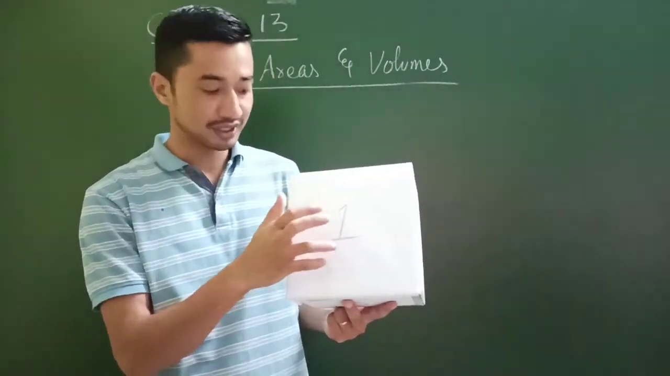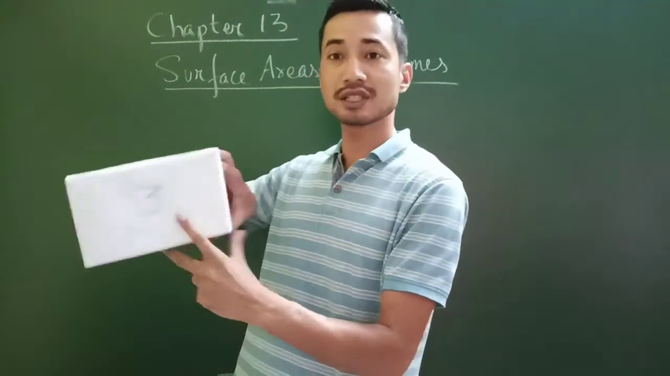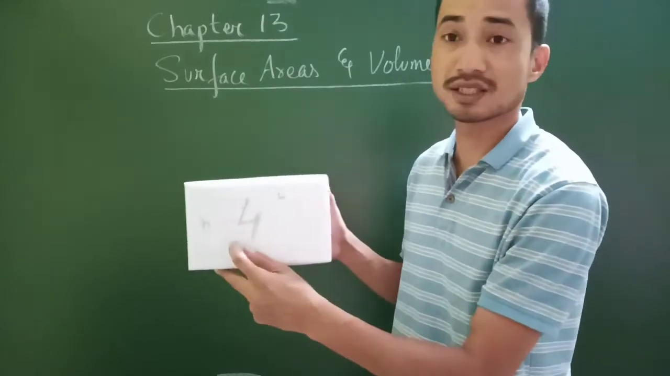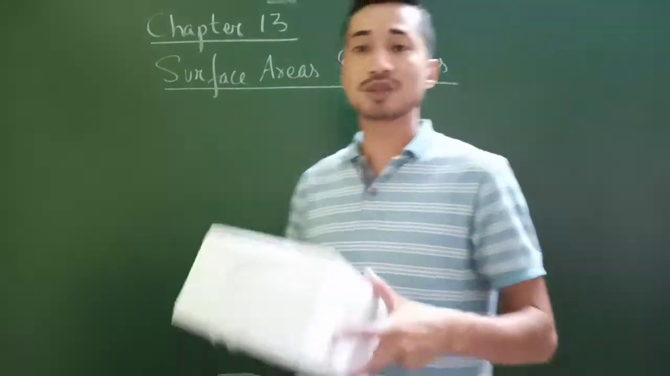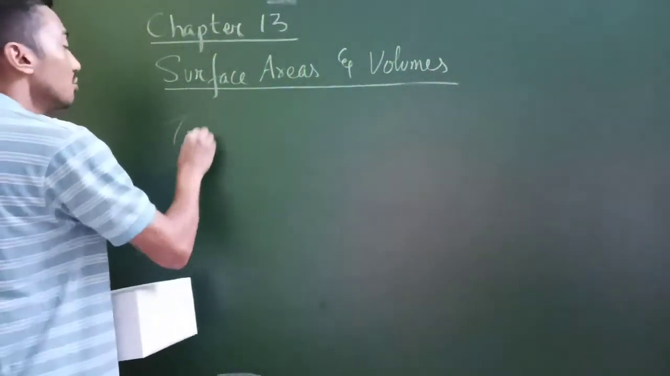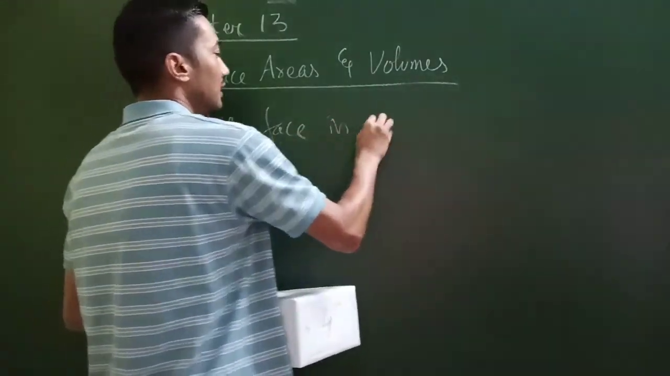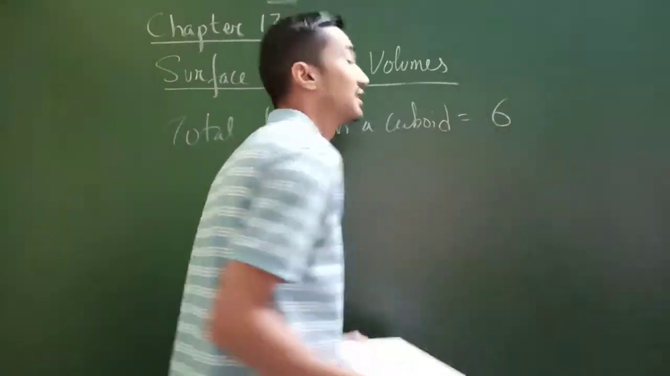I've marked this surface here, surface 1, then surface 2. If you count all the surfaces, I hope you can see this. This is surface 3, this is surface 4, this is surface 5, this is surface 6. So in total, how many surfaces do we have in a cuboid? We have total faces, I would say, faces in a cuboid. Total faces in a cuboid: how many? We have 6 faces.